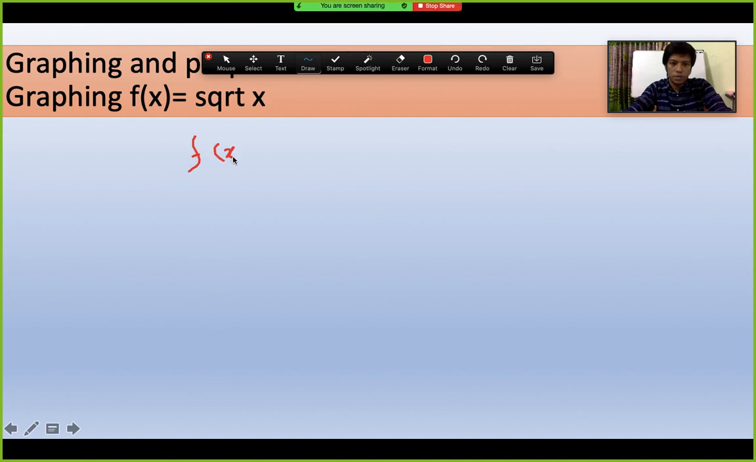F of x equals square root of x function. For drawing a square root of x function, first of all we consider some values of x, and then we do the calculation for the value of f of x. So we will think about some values of x. Let's say if we put here 0, then square root of 0 means 0. If we put here 1, square root of 1 means 1.